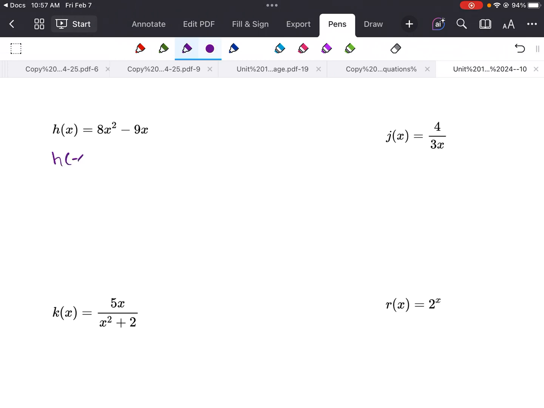Okay, let's try this one. So again, we're always just plugging in negative x. So here we get 8x squared, negative 9 times negative x is positive 9x. So it's not the complete opposite of the original function, but it also isn't identical to the original function. So this one will be neither.